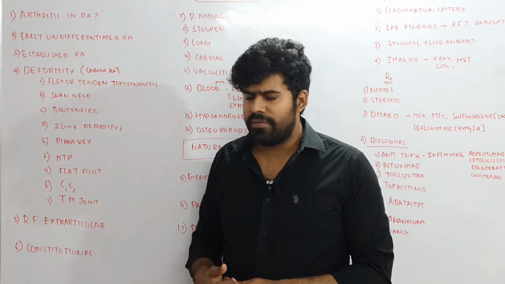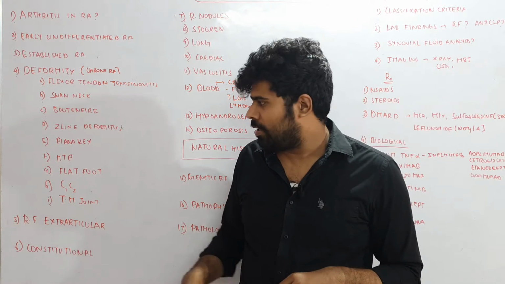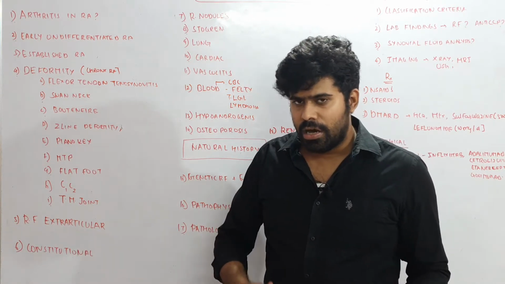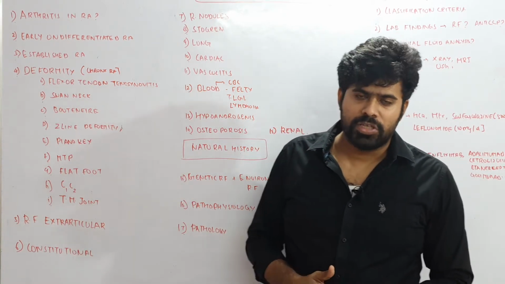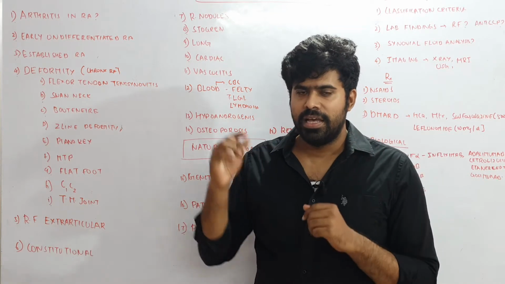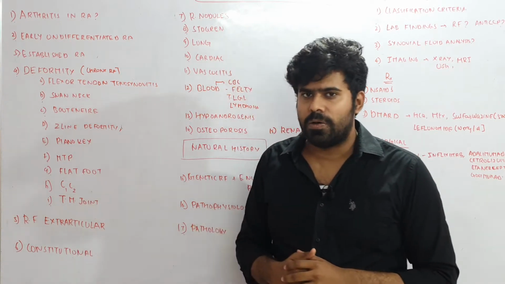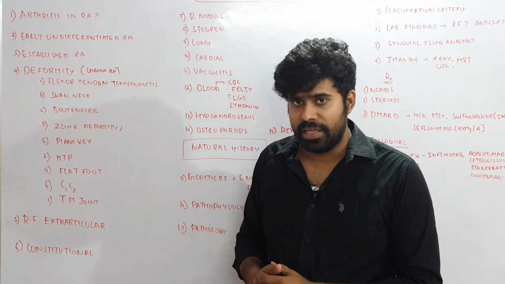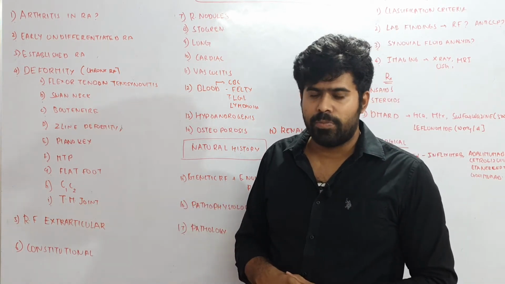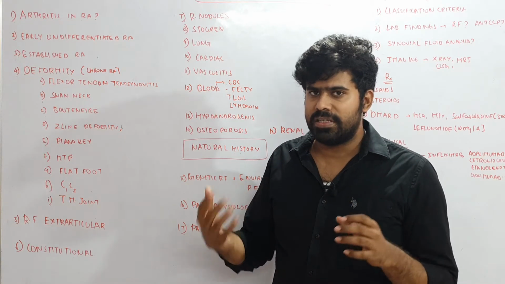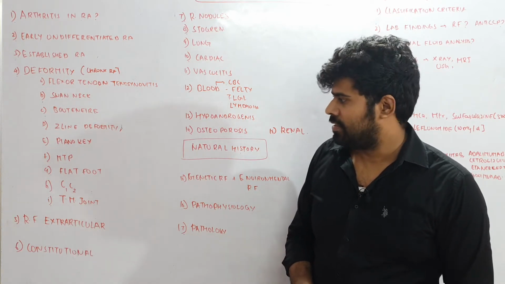In the lower limb, it first involves the metatarsophalangeal joints. Later, it can involve the ankle joint and the mid-tarsal joints, resulting in the flat foot deformity. The other joints which can be involved are the C1, C2 joints, resulting in atlantoaxial subluxation. This can result in cervical myelopathy, which can be very serious if untreated. The rheumatoid process can also involve the temporomandibular joint, causing difficulty in opening and closing the mouth. So these are the deformities that can be seen in rheumatoid arthritis.